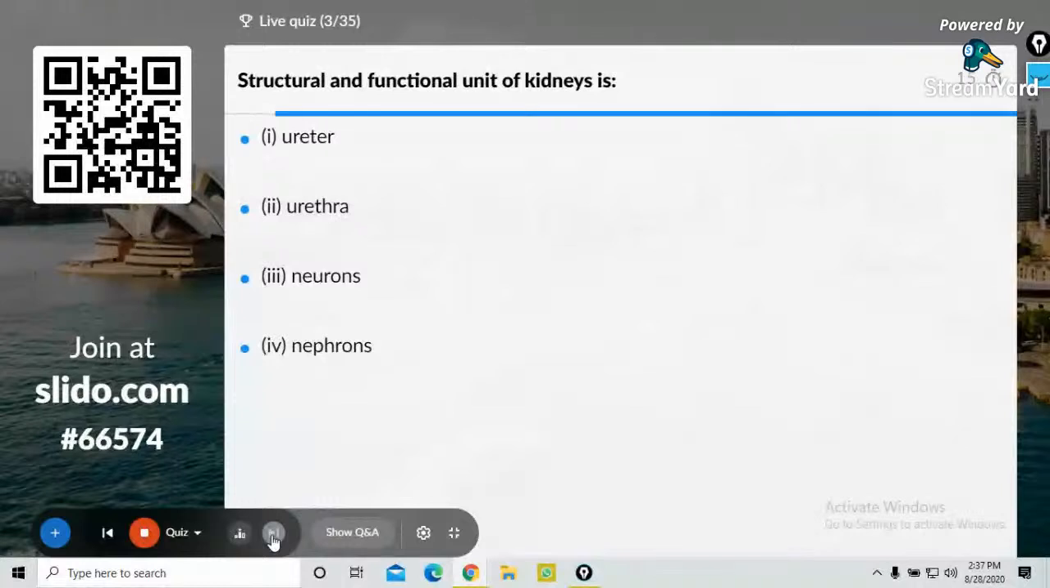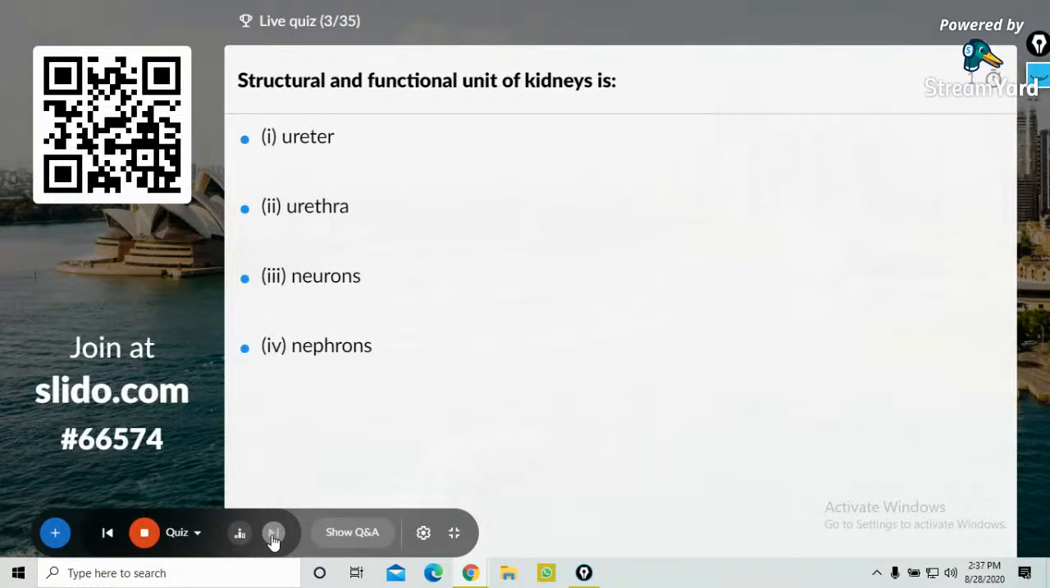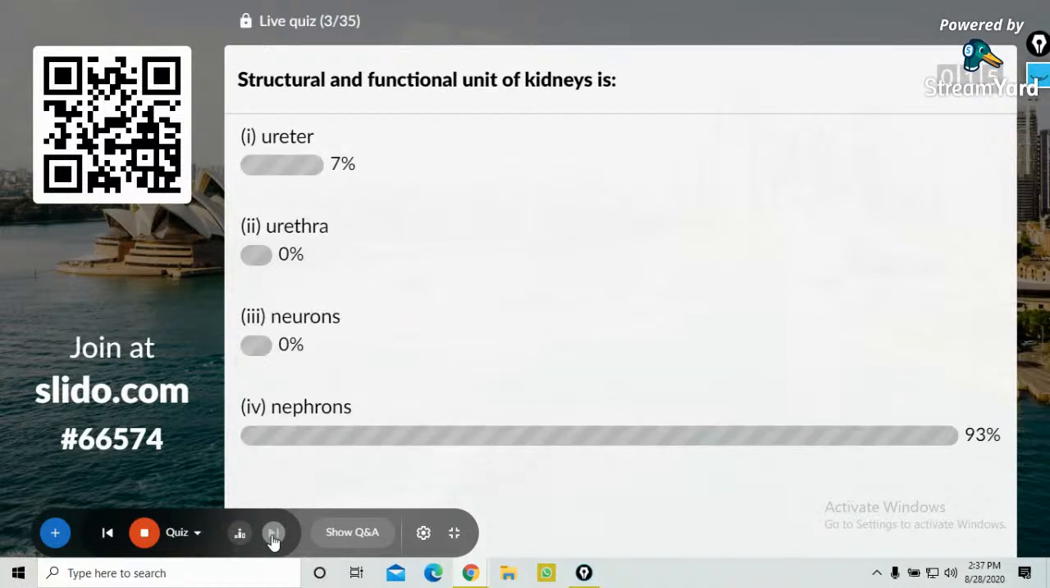Structural and functional unit of kidney is ureter, urethra, nephron, neuron. Which one is the answer for the quiz? Oh, guys, what a silly answer that is. Guys, nephron is the answer. Next question on the screen.